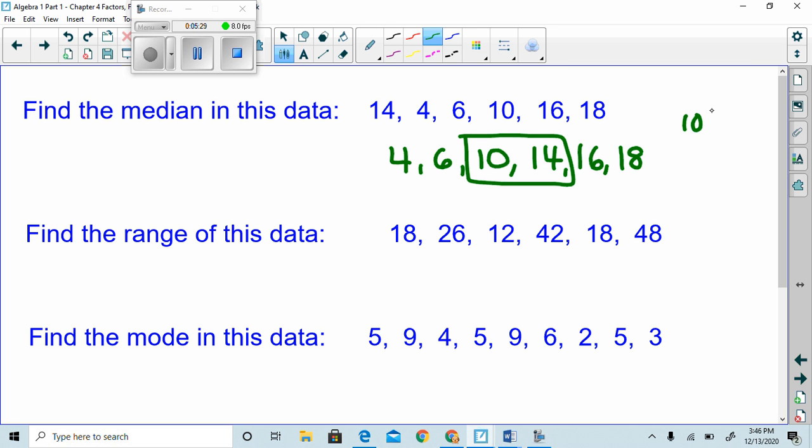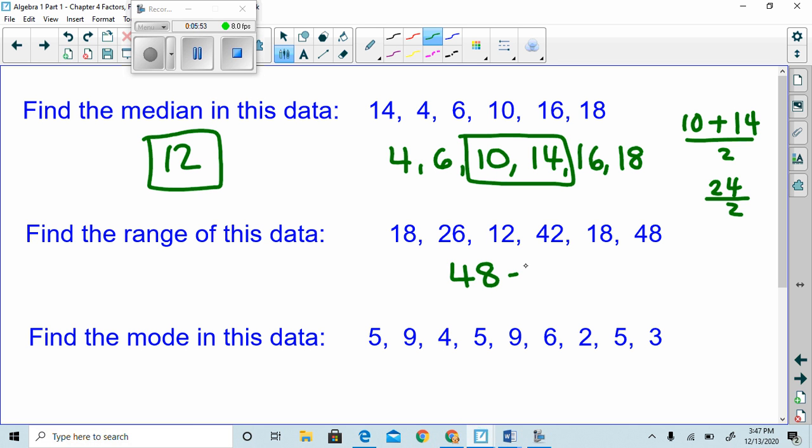We've got two middle numbers, so we'll add them and divide by 2. 24 divided by 2, my median is 12. Range says take your highest number, subtract your lowest number, and you'll find your range.